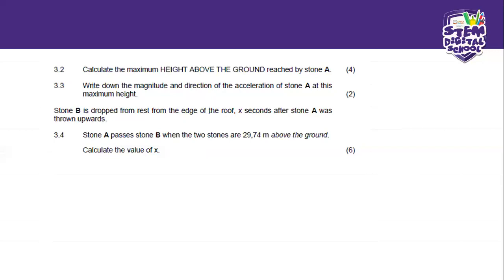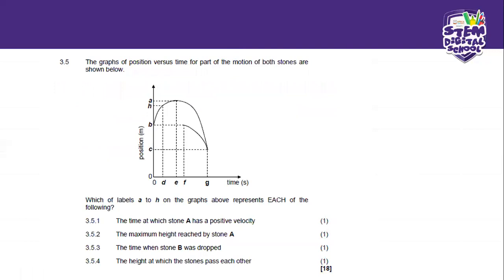So I hope you guys are good with question 3 and you understand all the questions. You can, however, ask anything that you do not understand at the present moment. So this is a continuing question. Now they give you a question that says the graph of position versus time for part of the motion of both stones is shown below. Okay, so these are the position versus time. As you can see here, it's written position, and there is written time. So they ask which of the labels A to H on the graph above represent each of the following.